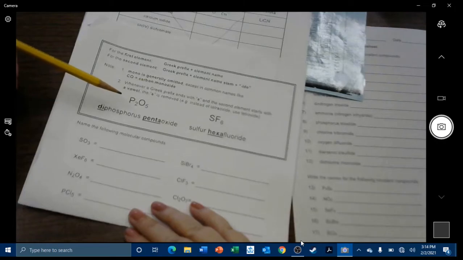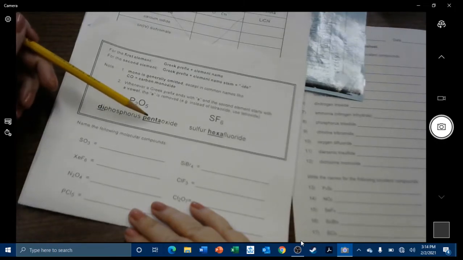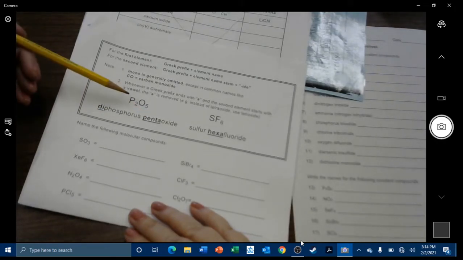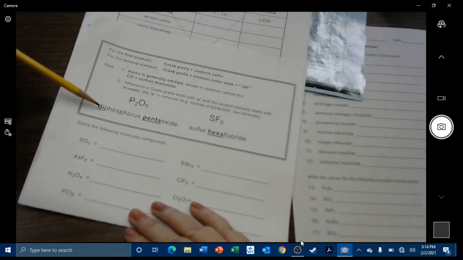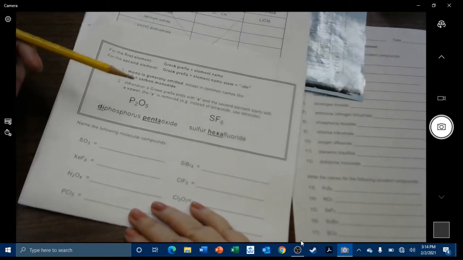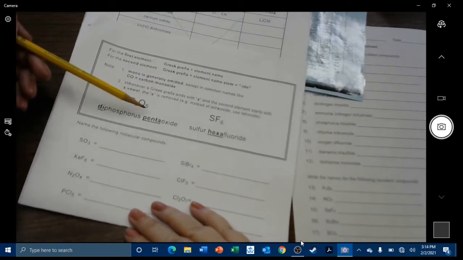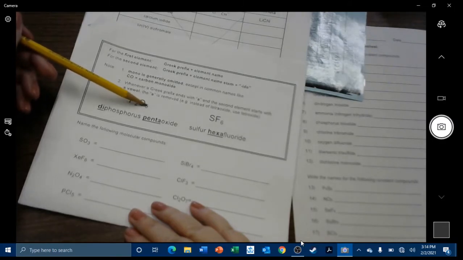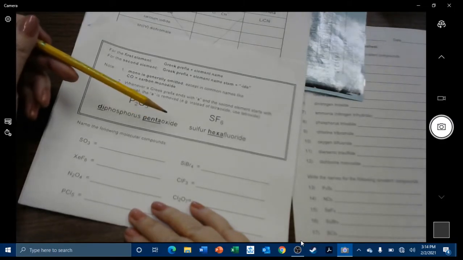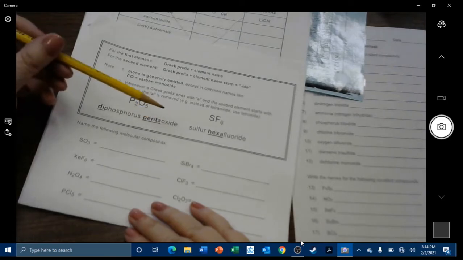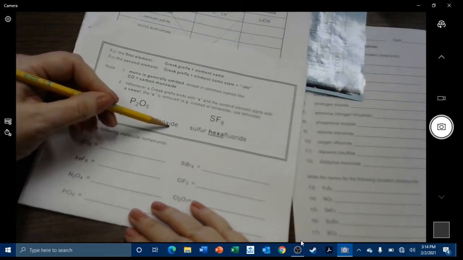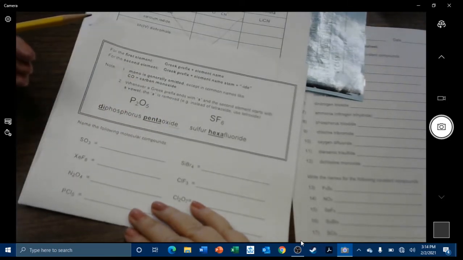For covalent compounds, we're only using these prefixes. So this is P2O5, P is phosphorus. We have two of them, so it's diphosphorus. We have 5 oxygen, so it's pentaoxide, and then the IDE is added.